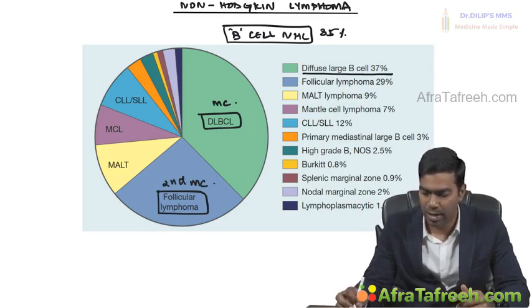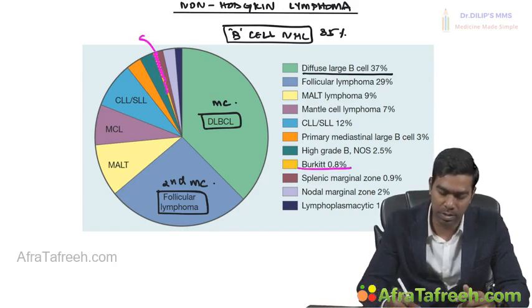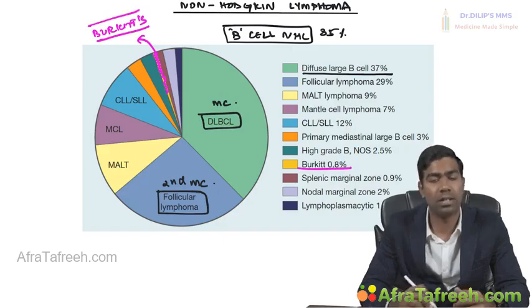and is the second most common type of B-cell NHL, or overall NHL. And the next thing you have to know is what is the most aggressive type. It's the one that forms a small yellow chunk over here. That is Burkitt's. This becomes the most aggressive of all the NHLs, especially in the B-cell NHLs.